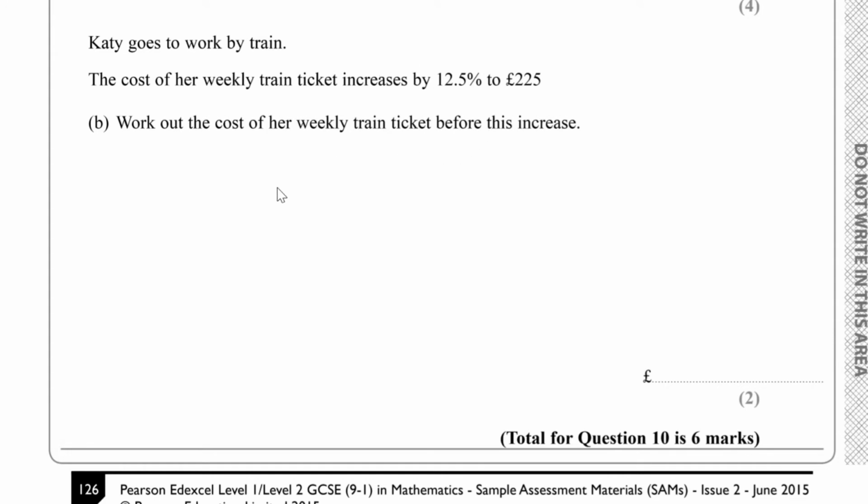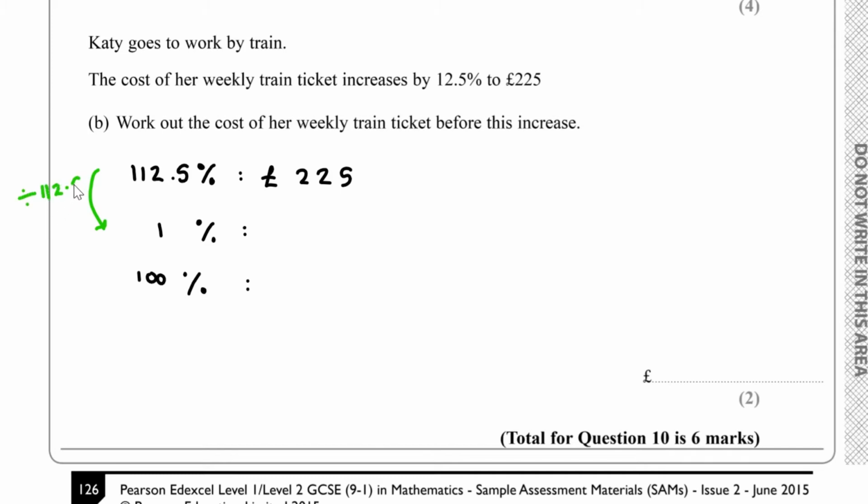Well, if we increase the train price, that means the 112.5%, so this is with the increase, corresponds to the £225. And we need to find out what the original amount was. So we need to find out what 100% would represent. But before we do anything else, we can actually find out what 1% represents. And to do this, of course, we need to divide both sides by 112.5.